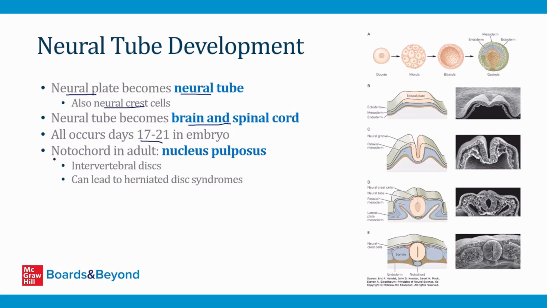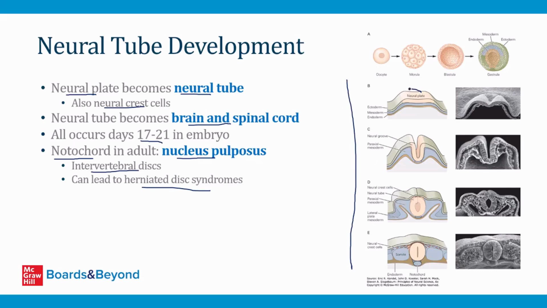One thing to know about the notochord is that you can still find its remnant in the adult, and that's the nucleus pulposus, which is the gelatinous material that's part of intervertebral discs. This is the material that can spill out and compress nerves, causing herniated disc syndromes, which I talk about in other videos. And so this whole process is depicted right here in this diagram.